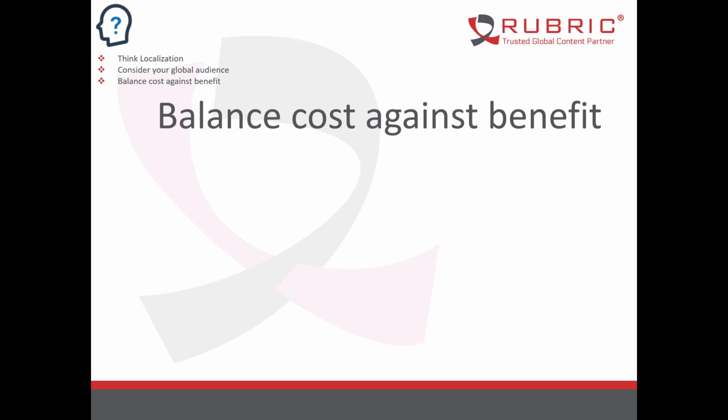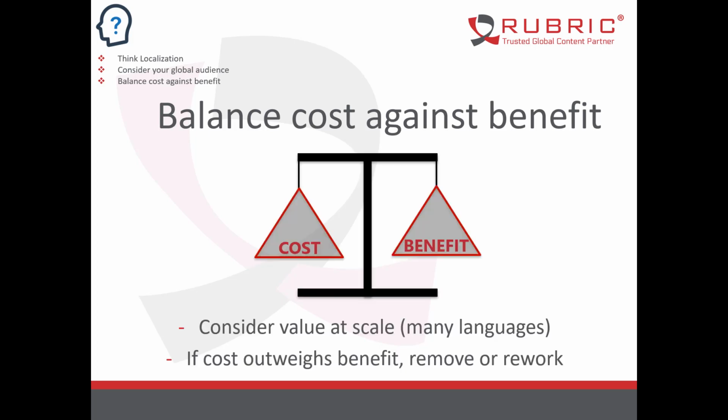And consider it not just for the English source, because this is really important. It needs to be scalable. These costs add up when you're going into multiple languages. So consider and balance cost against benefit, and consider value at scale. Ask this question, and in many cases the benefit does outweigh the cost. There's worth in that content. But if the answer is no, then perhaps that feature could be removed.